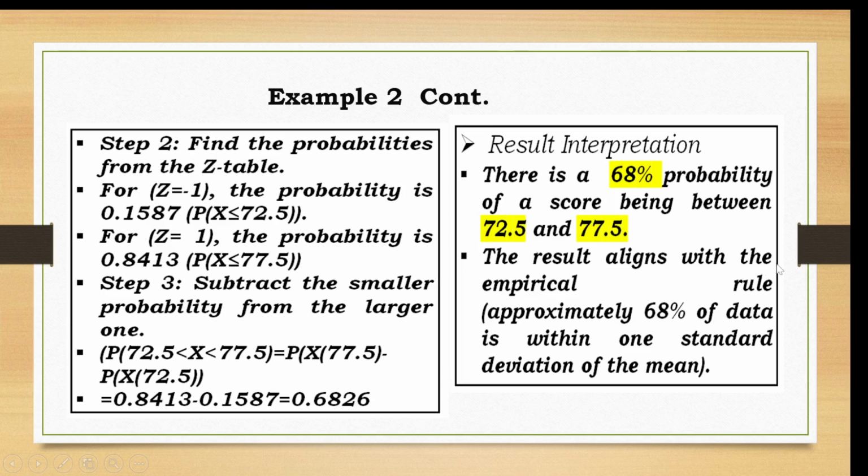The result aligns with the empirical rule, which says that approximately 68% of the data is within one standard deviation of the mean.